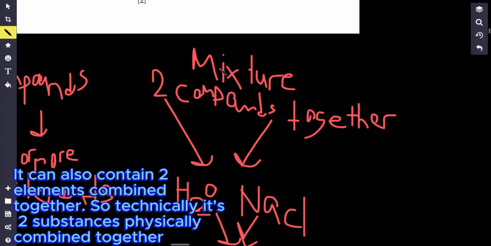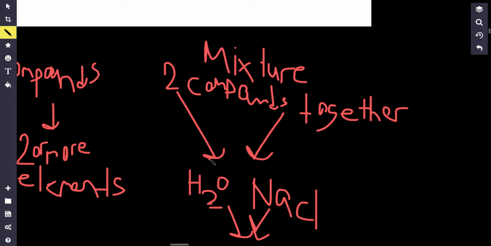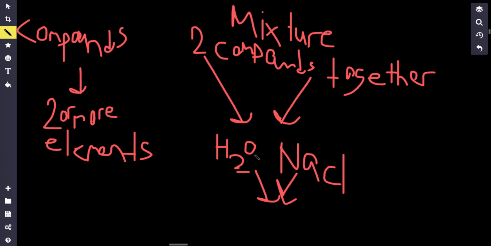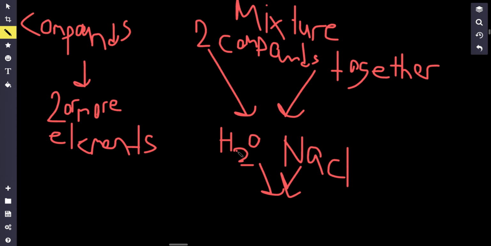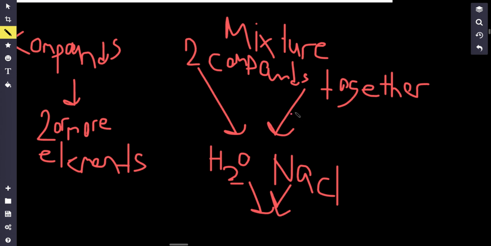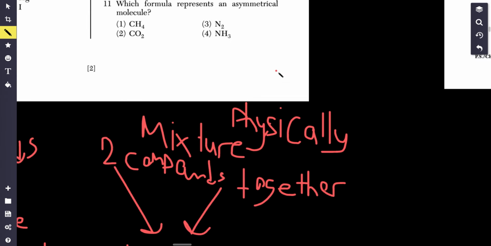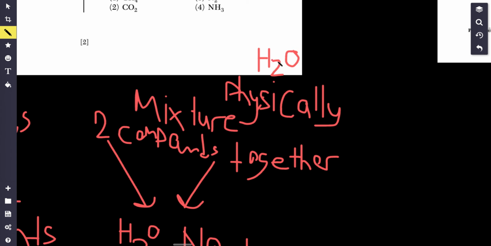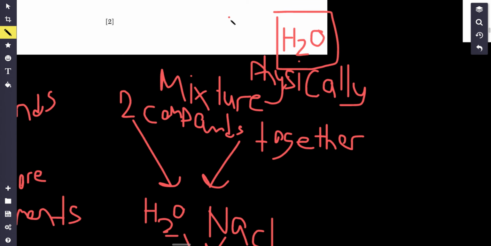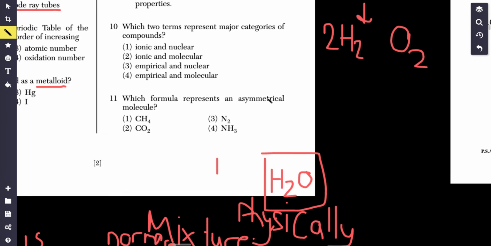However, it's important to note that mixtures are just when you physically mix 2 things together. So if I mix water and salt together, I'm physically mixing them together. That's going to be a mixture. Now, if you only have just plain regular water, H2O, this wouldn't be a mixture because there's only 1 compound. For a mixture, you need 2 or more compounds physically combined together. So that's something important to know.